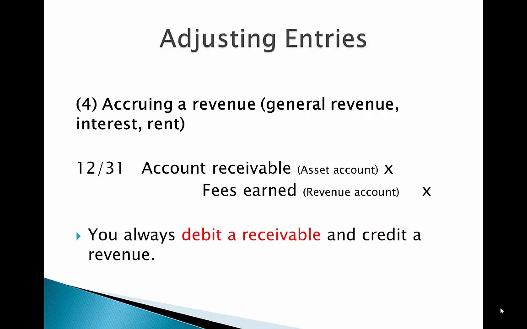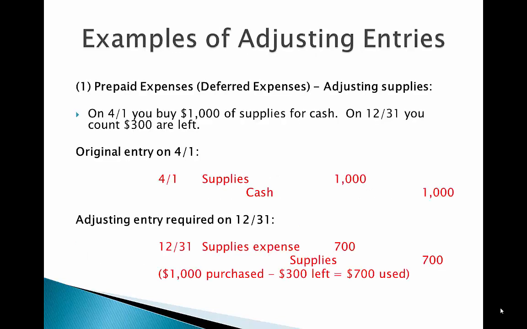The fourth type is accruing a revenue, a general revenue, interest, or rent. You're debiting accounts receivable, crediting fees earned. You're always debiting a receivable and crediting a revenue.